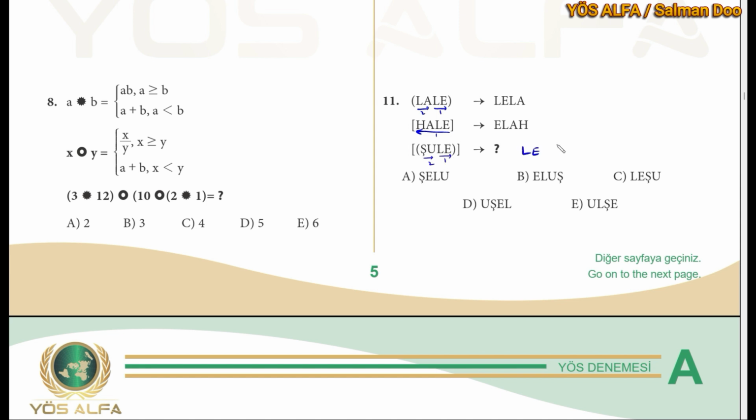So we have le and shu. So for the bracket, we just reverse the order. So our answer is U as E-L. U as E-L. So the answer is D.